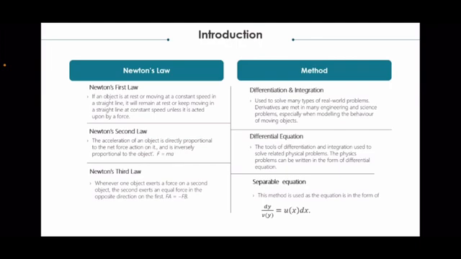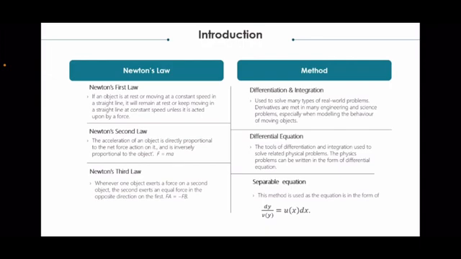The first one is Newton's first law. It states that if an object is at rest or moving at a constant speed in a straight line, it will remain at rest or keep moving in a straight line at constant speed unless it is acted upon by a force. This law is often called the law of inertia.